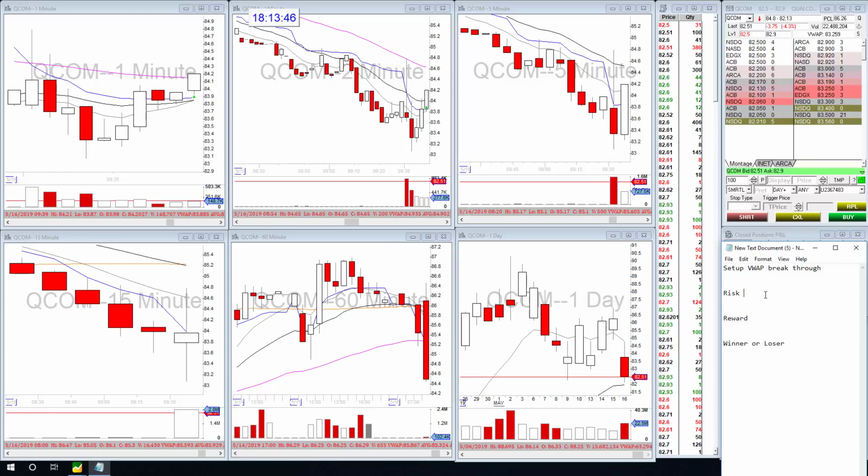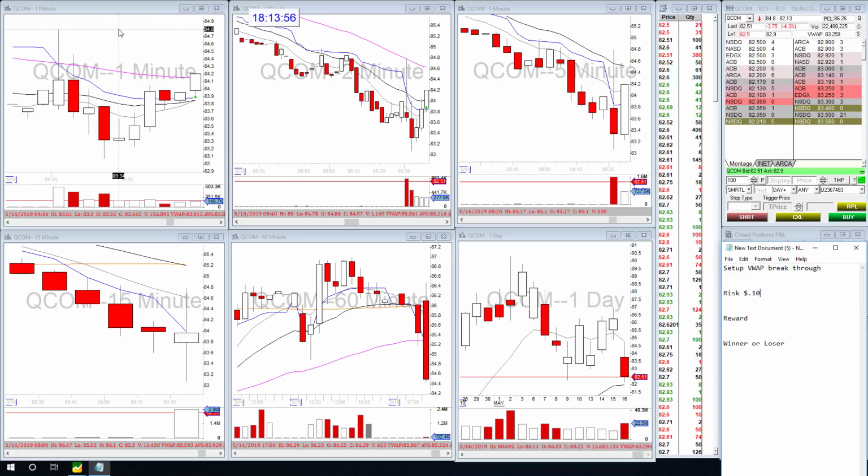So my risk was honestly 10 cents, okay? Very nice. That was my risk. And then my reward was honestly the high of day. I was looking for this high of day, so I was looking for about an 8-to-1. I was going to hold for an 8-to-1 within this. I thought the momentum was going to bring it back up. So my reward on this one was looking to be an 8-to-1.